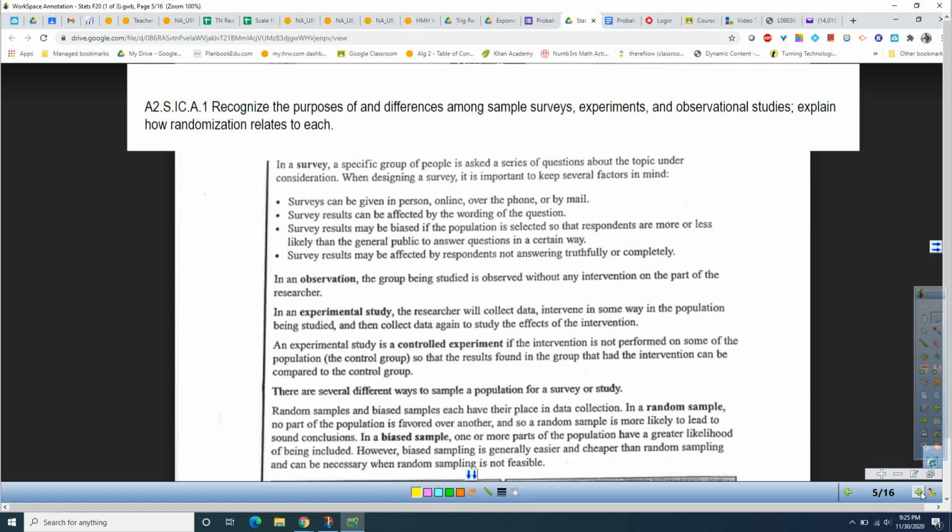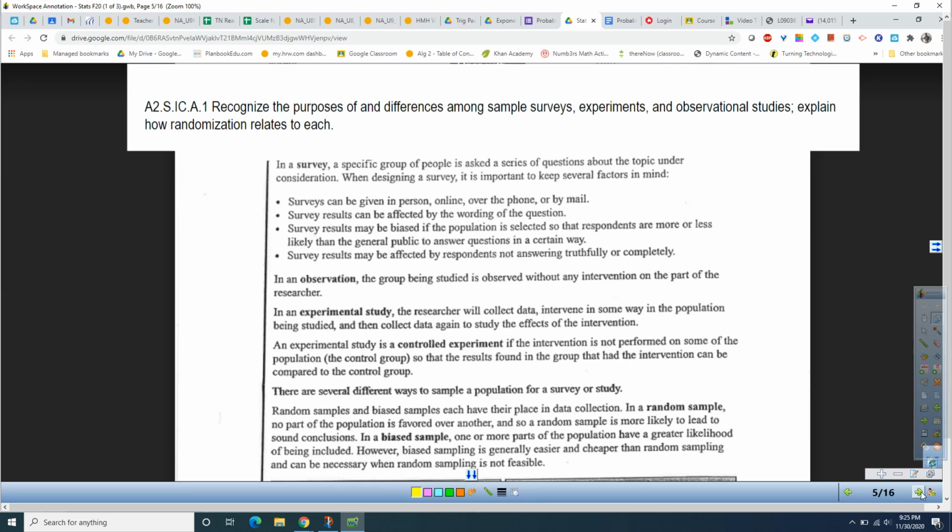So we're going to be talking about how you take a survey to get the least amount of bias, what kind of sampling methods you would use. Are some of these studies really experiments or are they observational studies? And how does randomization fit into the big picture of things? So that's what we're kind of looking at as we're looking at some of these definitions right here.